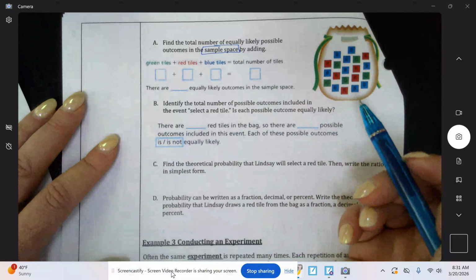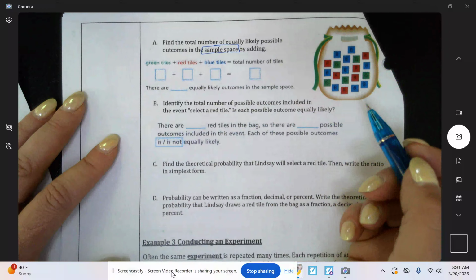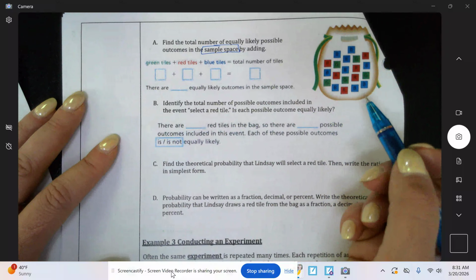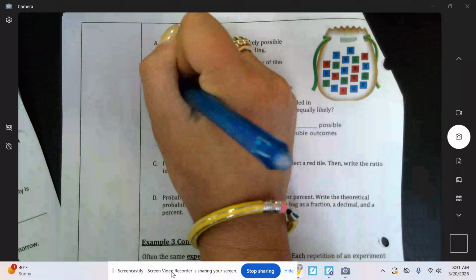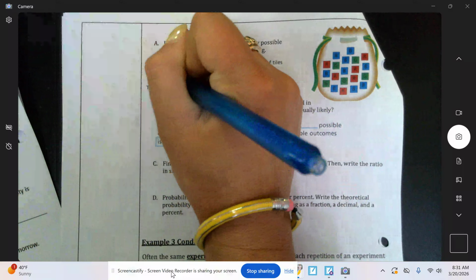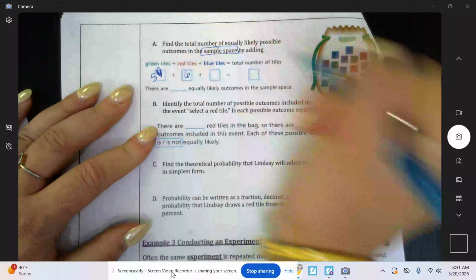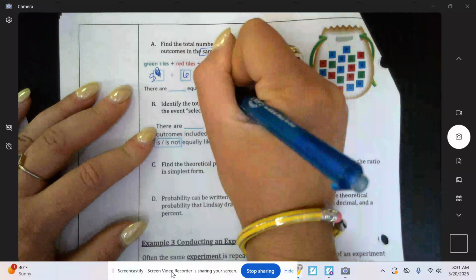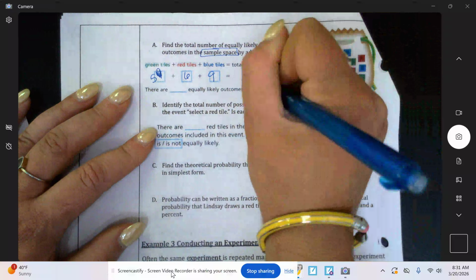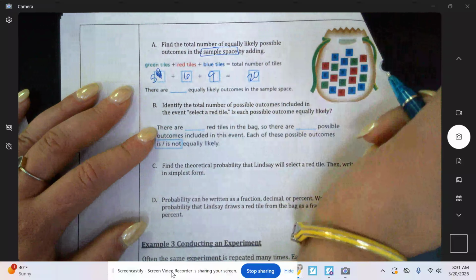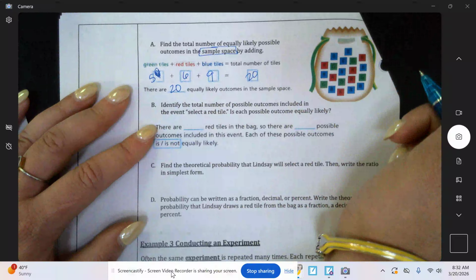So looking at your tiles here, we printed in color. We want to know how many total tiles we have. So how many green tiles do we have? Jonathan, you're going to come over here with me. Hush. How many green tiles do we have? Or is it 5? Yeah, 5. Okay, how many red tiles? And how many blue tiles? 9. Which gives us a total of how many tiles? There's a total of 20 tiles in here. So there are 20 equally likely outcomes in the sample space.